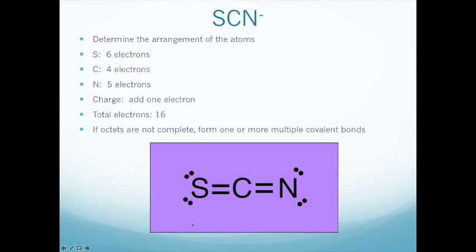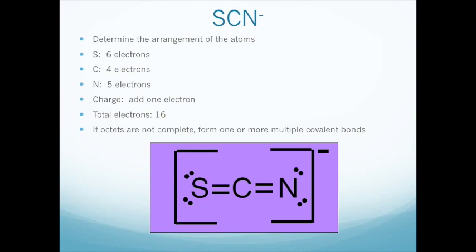So, carbon being the central atom, you form 2 double bonds, one between carbon and sulfur, the other between carbon and nitrogen. This puts an octet on carbon, and then if you add 2 lone pairs to each of the sulfur and the nitrogen, they have an octet on them as well. And then you put it in brackets and indicate the negative charge, and that's your molecule.